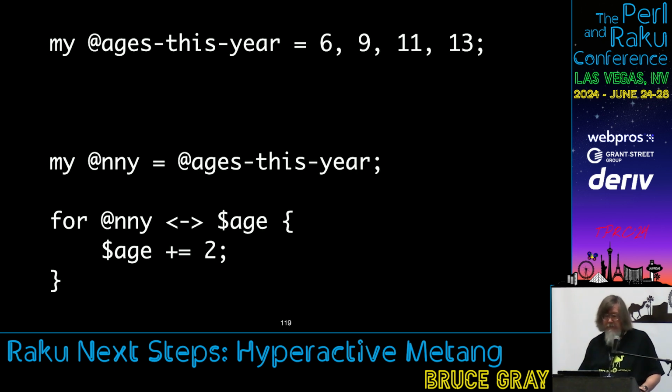Copy it, and then walk over, iterate over the copy. Every one, add 2 to it. Makes sense. Maybe you don't know what that arrow means. That is the read-write version of the dash arrow.